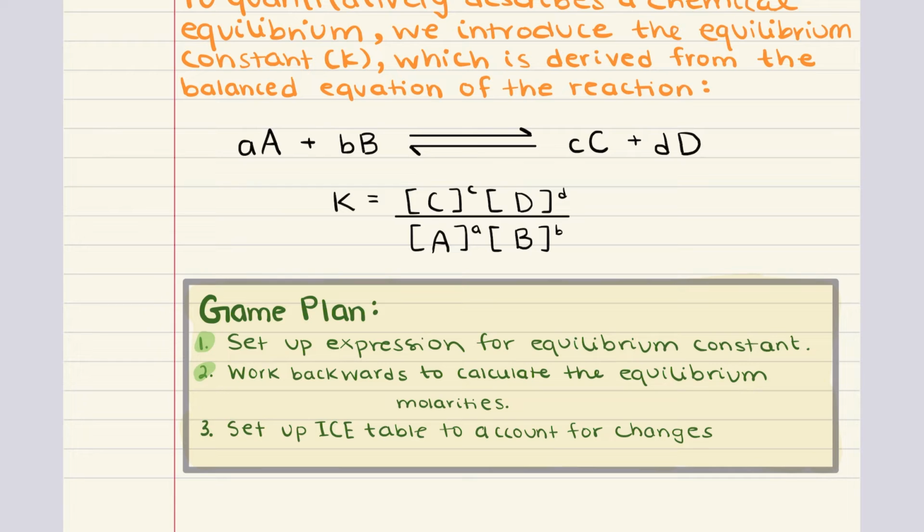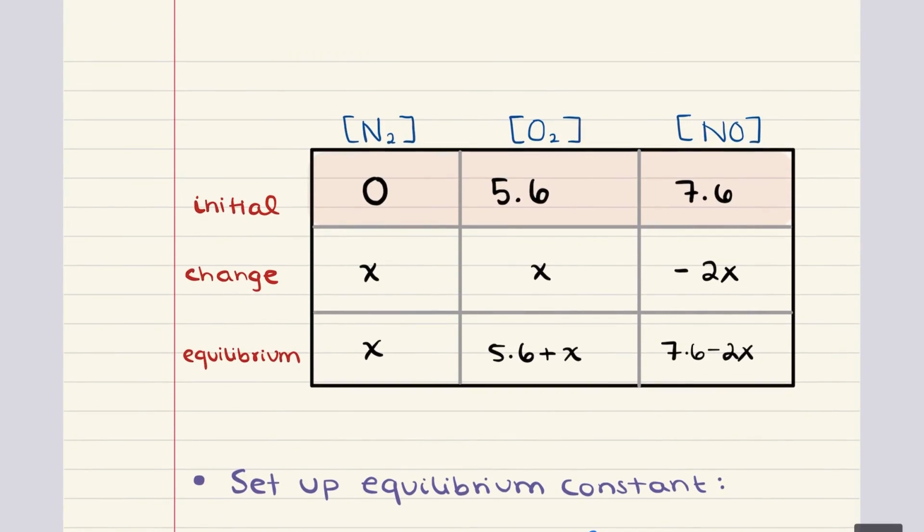In order to do that appropriately, we're going to be taking advantage of a strategy called the ICE table. ICE is an acronym standing for initial, change, and equilibrium. Let's go ahead and set up an ICE table for our given problem to better understand this. Again, we want to write initial, change, and equilibrium on the sides here, and then we have our species that we're dealing with in our chemical reaction.